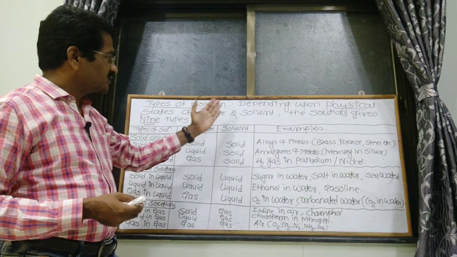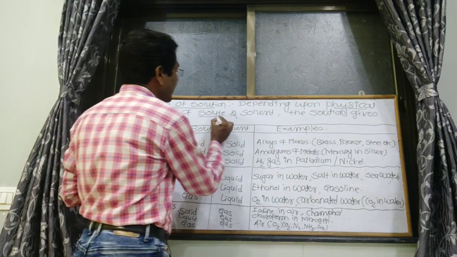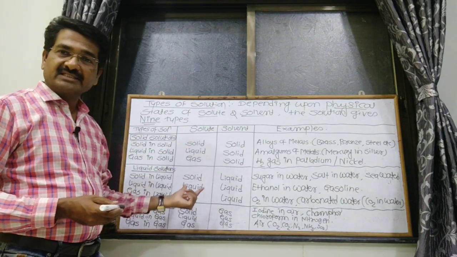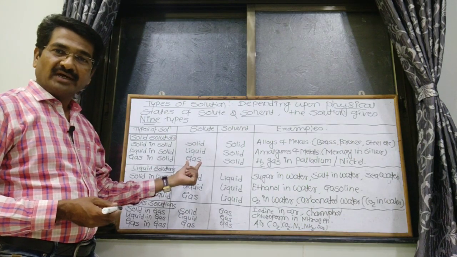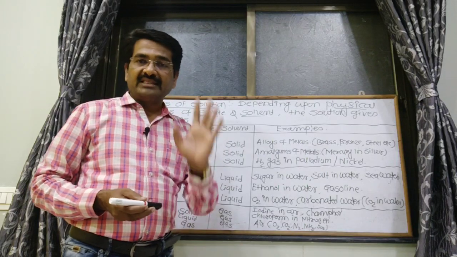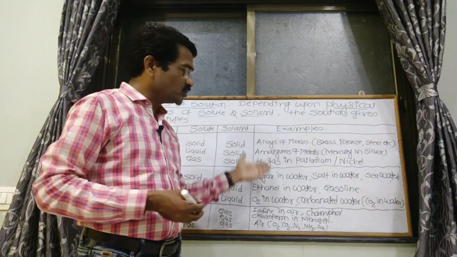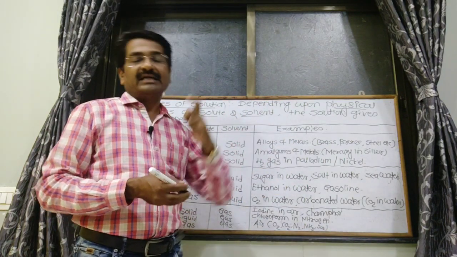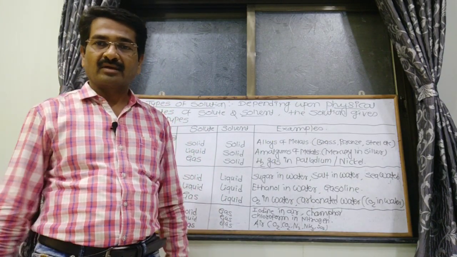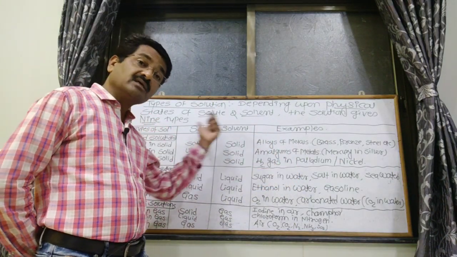Generally, all these types of solutions form depending upon the physical states of solute and solvent. We can take the physical states of solute and solvent, that is solid, liquid, gas. Depending upon that, we form all these types of solutions. In the board pattern, a question may be asked: what is a solution, and give the types of solution. At that time, you have to repeat all these types with examples. Otherwise, for MCQ purposes, any example can be asked and you give its type of solution.